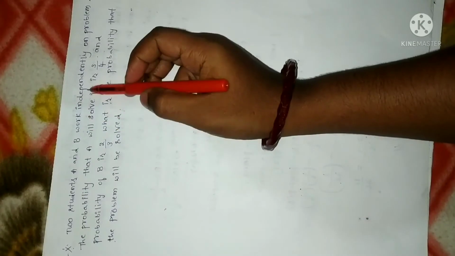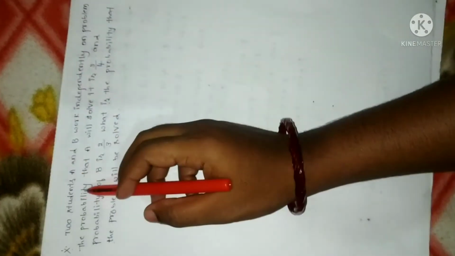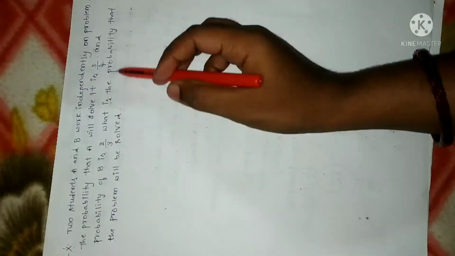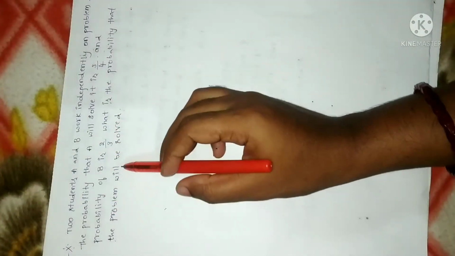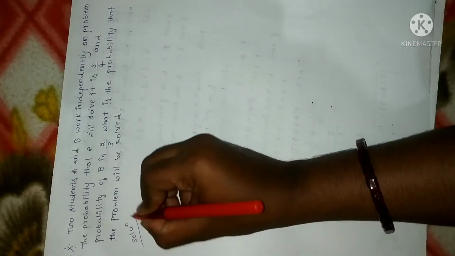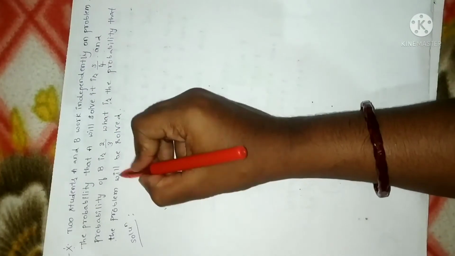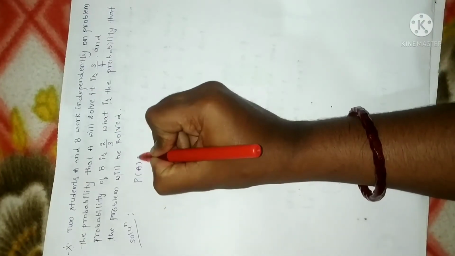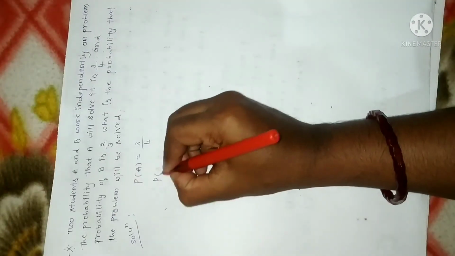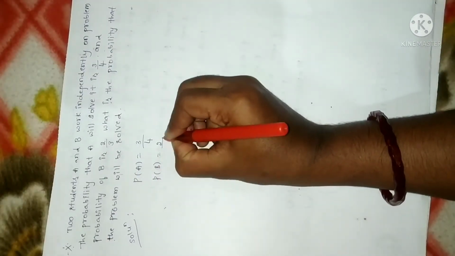Two students A and B work independently on a problem. The probability that A will solve it is 3 by 4 and the probability of B is 2 by 3. What is the probability that the problem will be solved? So first let me write the given data. Probability of A is given as 3 by 4 and the probability of B is given as 2 by 3.